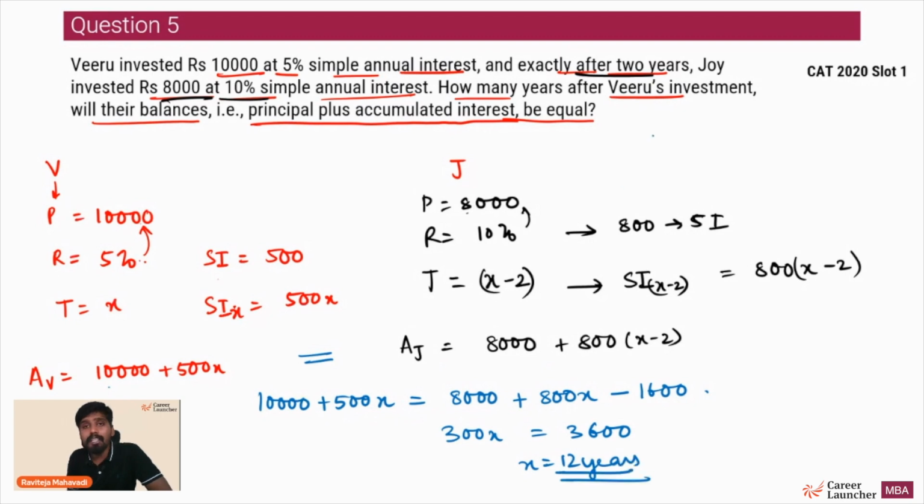What is the question asking? How many years after Viru's investment, that is x years? X must be equal to 12 years, and that should be your answer.